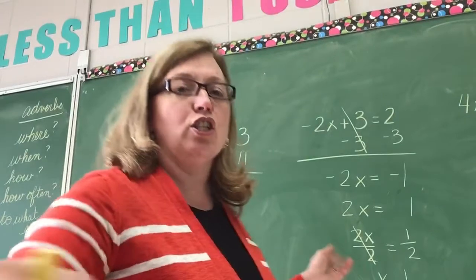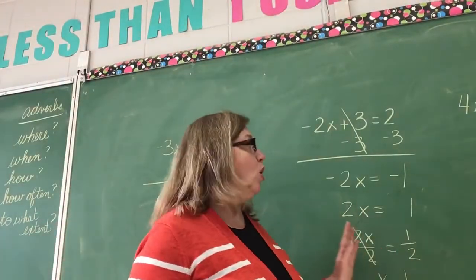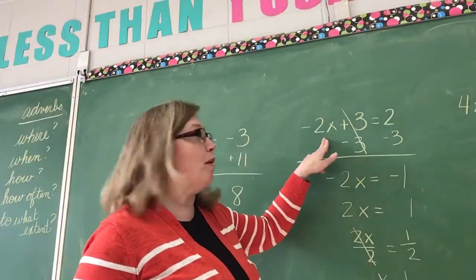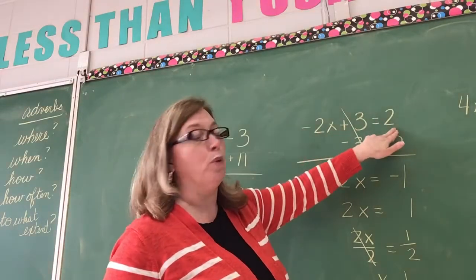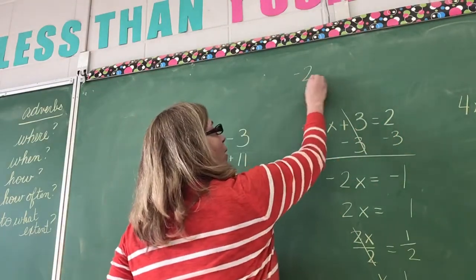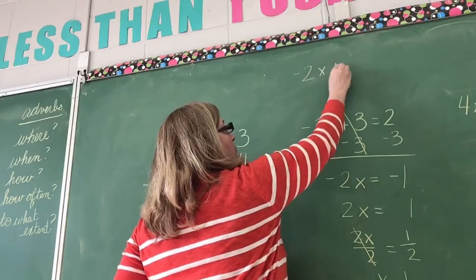Now if I wanted to check this problem, all I would do is rewrite my problem. Negative 2x plus 3 equals 2. In fact, I'm going to write that right up here at the top.